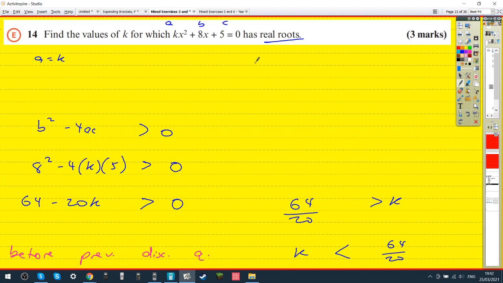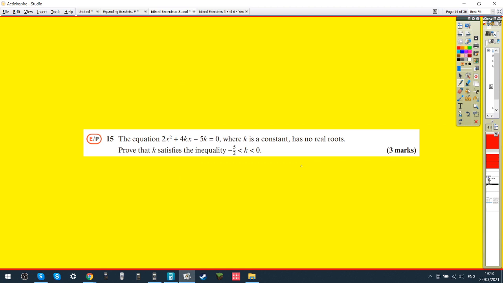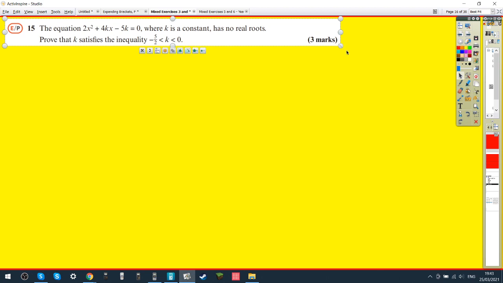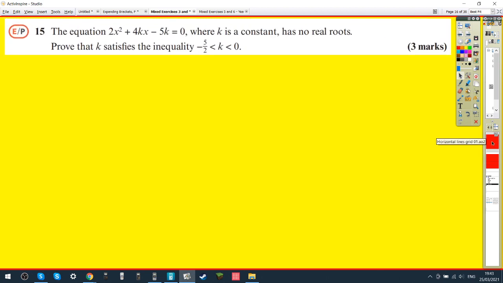Real roots. If it's talking about the roots, what if it had said there's no real roots? Then 0 is greater. Yes. What would happen to this? It would flip over. Yeah, so that would be less than 0. If it was one repeated root, it'd be equal to 0. Okay. All right, what's step 1 for this? Okay, and maybe 2 steps.